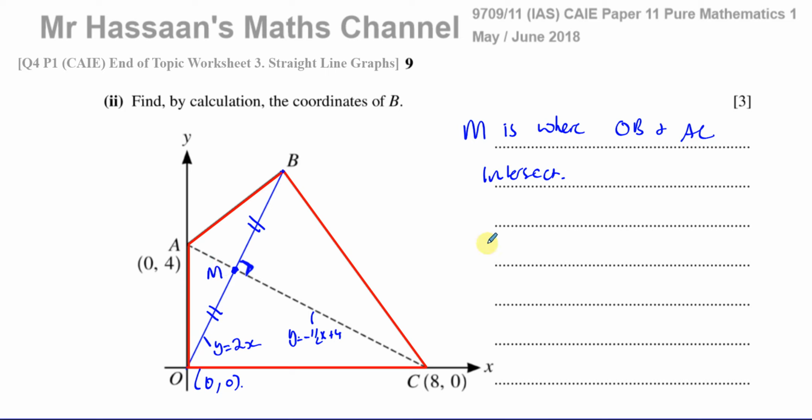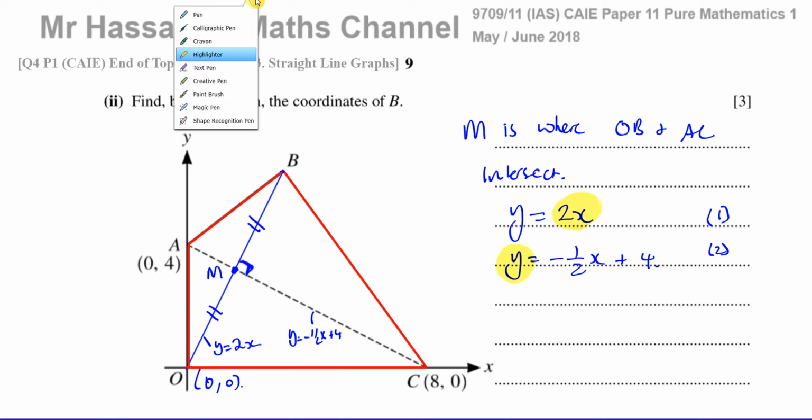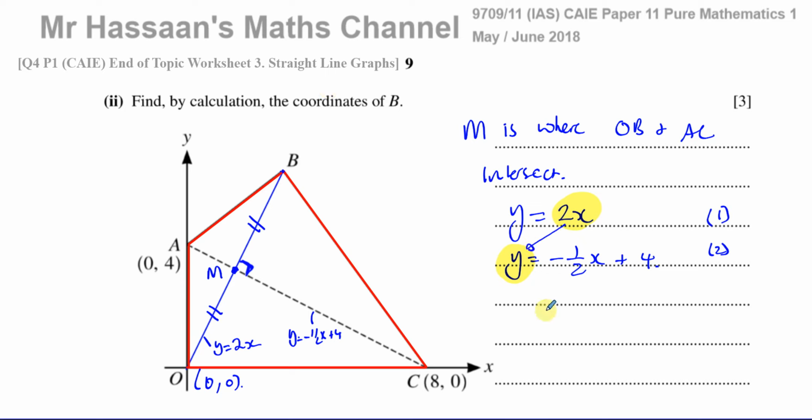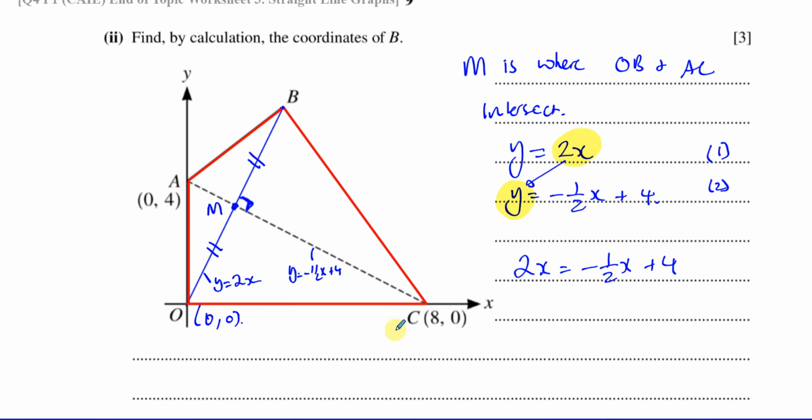All right, so first step is to find the coordinates of M. So we have y equals 2x and y equals negative a half x plus 4. If we want to solve these simultaneously, we can take equation 1 and substitute it into equation 2. I can replace the y with 2x. We know y is equal to 2x, so I'm replacing this y with 2x. That's how I like to think about simultaneous equations. So you have 2x equals minus half x plus 4. This is the equation now. When we solve it, we'll find the x coordinate of where these two lines intersect, which is the point M.